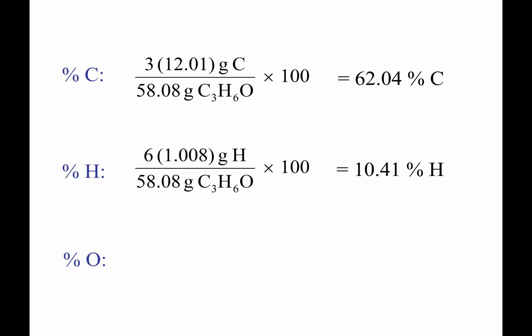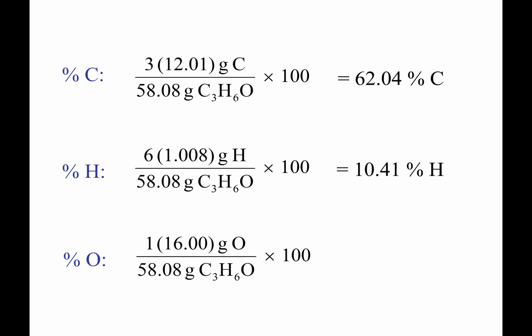Now here's where sometimes students say, well, can't I just take 100 minus the sum of these two to get to my weight percent oxygen? And you could. But why, if you're on a roll? So we can do the same thing with the oxygen: in the numerator we'll put the mass brought by the oxygen, which is 1 times 16.00 grams of oxygen, divided by the total mass of 1 mole of compound, 58.08 grams of C3H6O, times 100%. Give us 4 sig figs, and you get 27.55%.